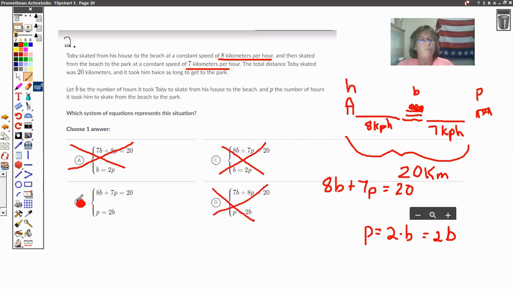So again, this was one I thought we had done together. I'm not sure. It just seemed really familiar to me. So again, whenever you're solving these, you're always looking for a system of equations, and then you just figure out what information you have here to help you out.